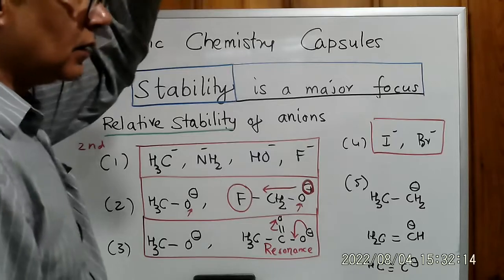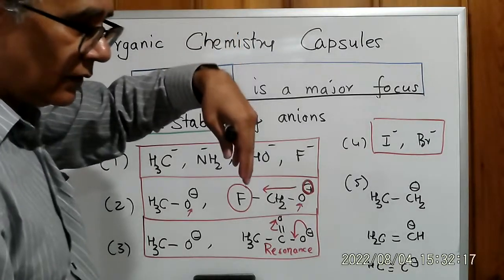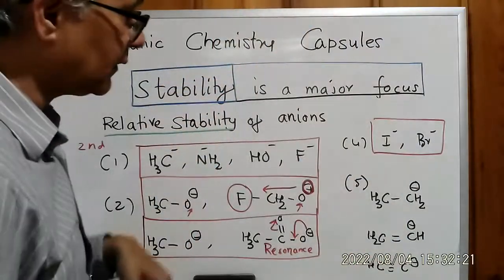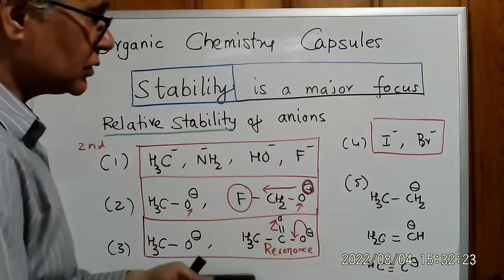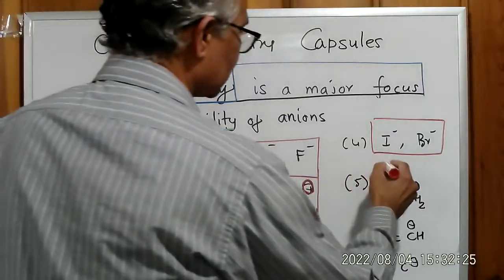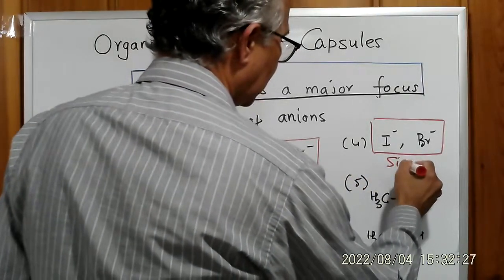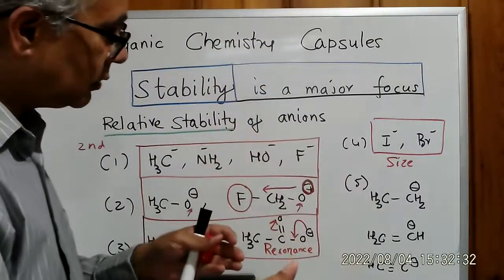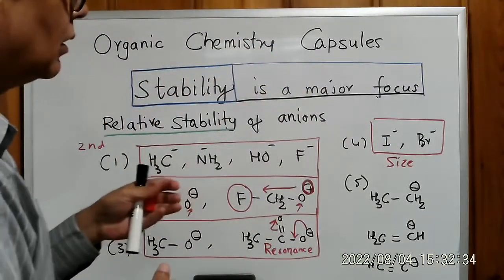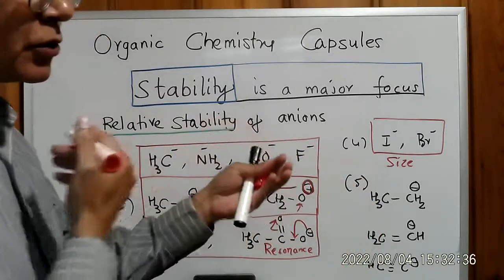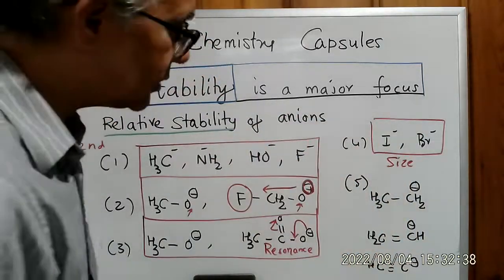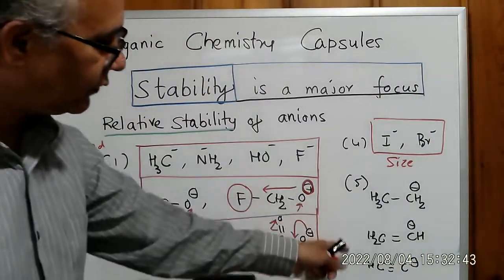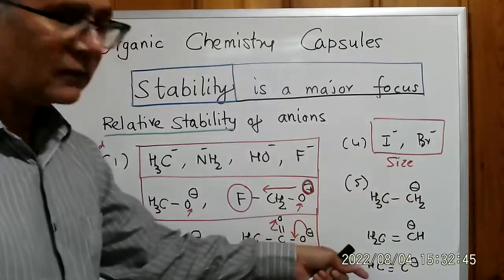As the periods increase, as the atomic number increases and the atomic size increases, there we used size to explain the stability. The iodide ion is much larger than the bromide ion because it has that extra shell. So the electrons have much more room to spread out and be stabilized. So we invoke a different one. Now we come to the fifth set.